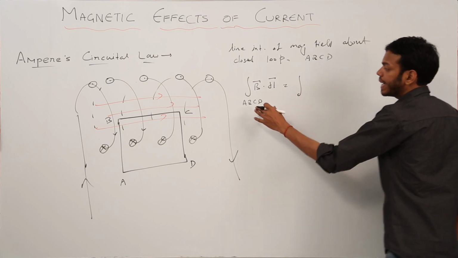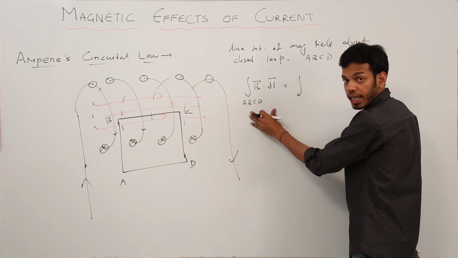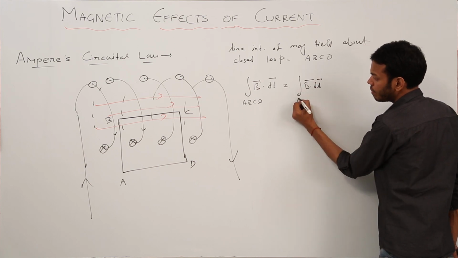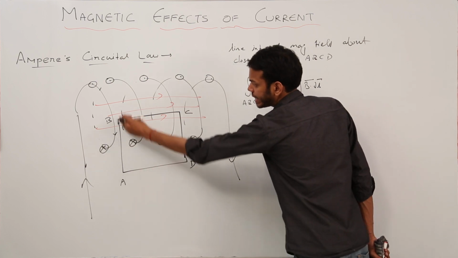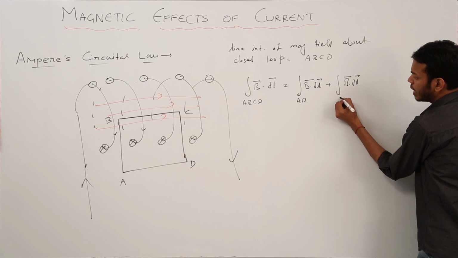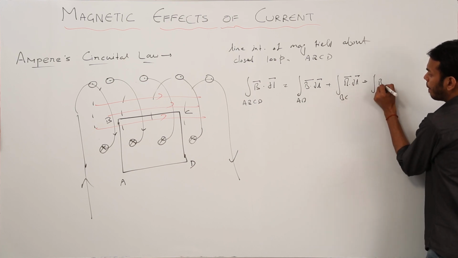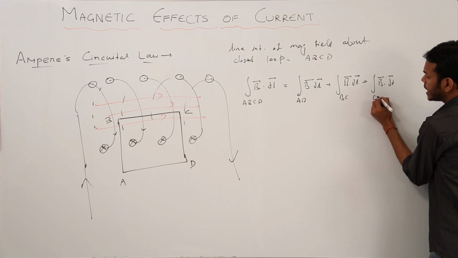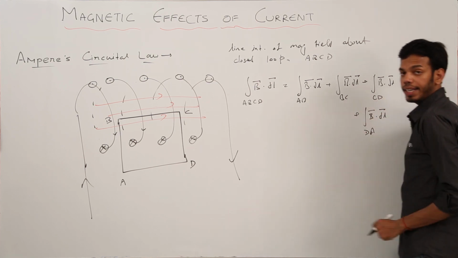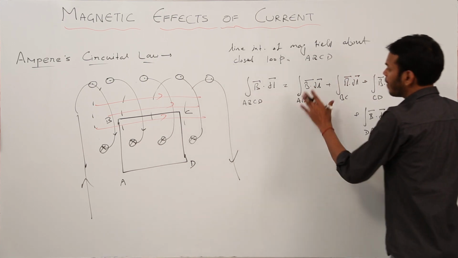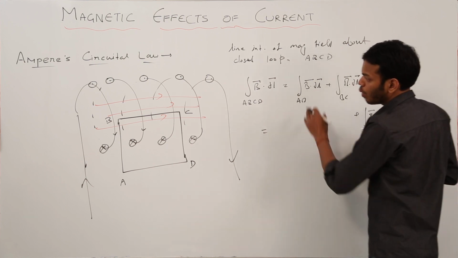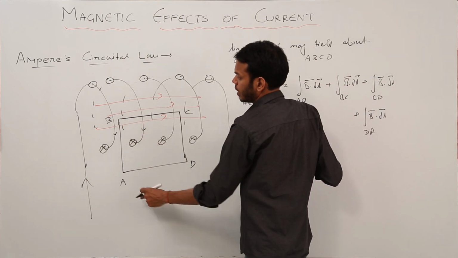So I can bifurcate this whole integration into 4 parts, which is B dot dl from A to B for this length, then B dot dl for BC, then B dot dl for CD, and finally B dot dl for DA, right? Now we'll find out the value of each part separately, starting from what is B dot dl for A to B.